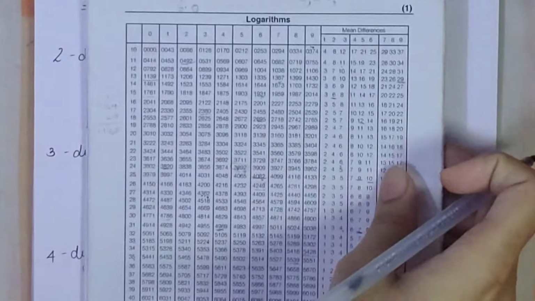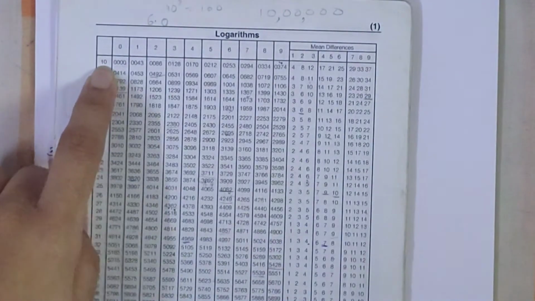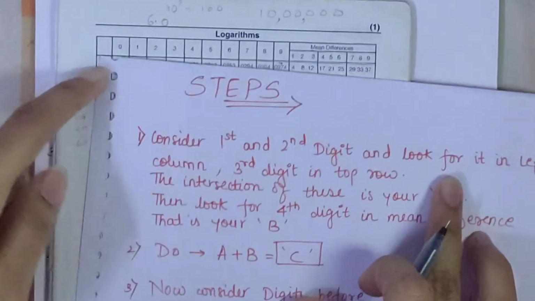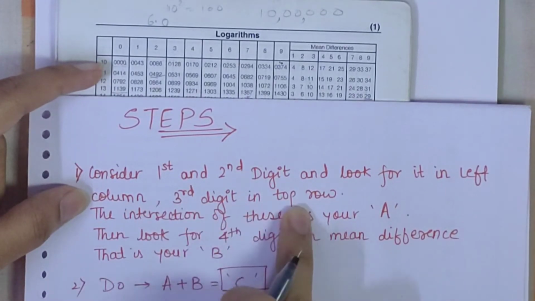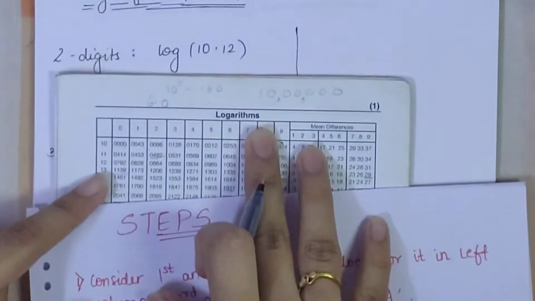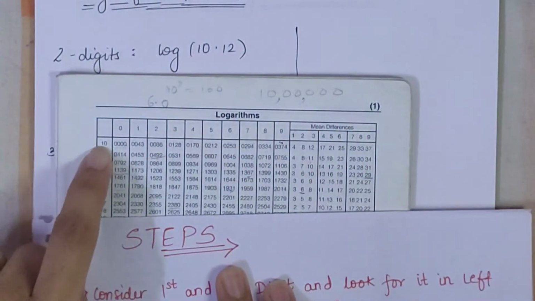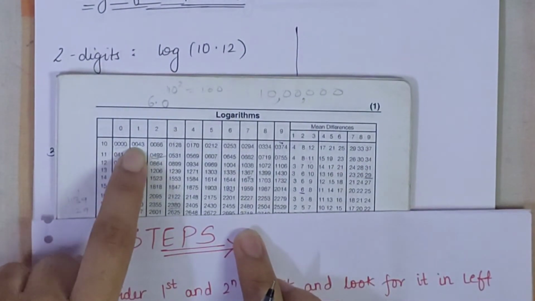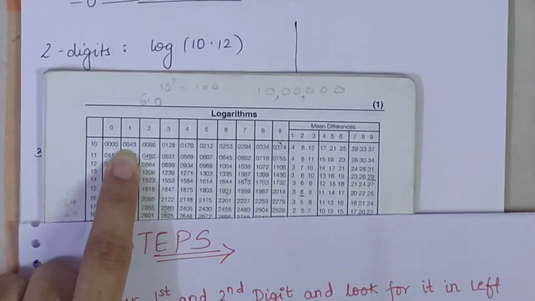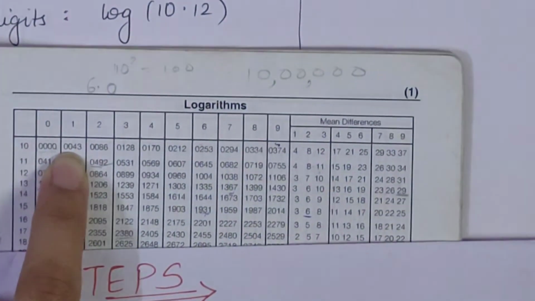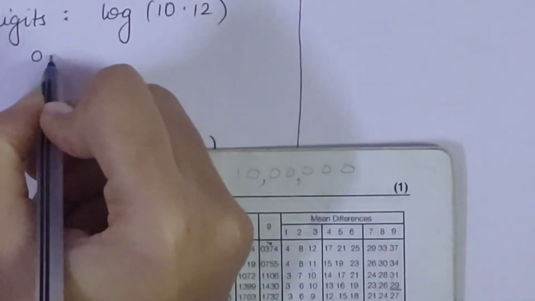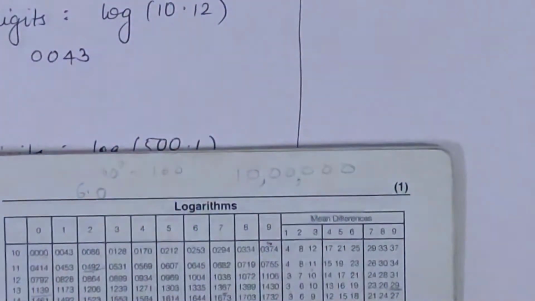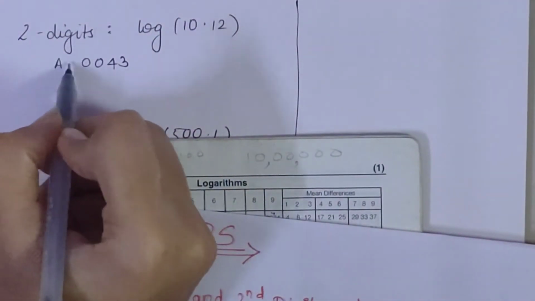So now I'm going to start here. It is 10. So 10. Now, what is my next step? My next step says third digit in the top row. So my third digit here is 1. So I'll look for 10 and 1. Fine. And what is it? 0043. So I'll just write down that point. 0043. That is my A.